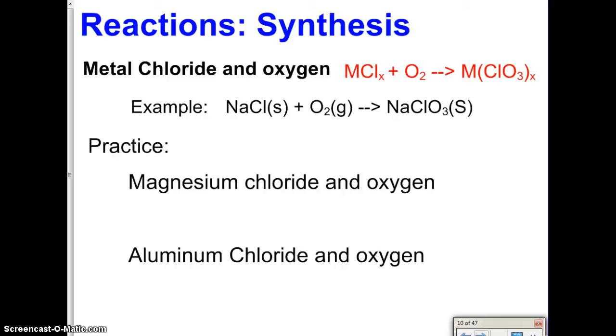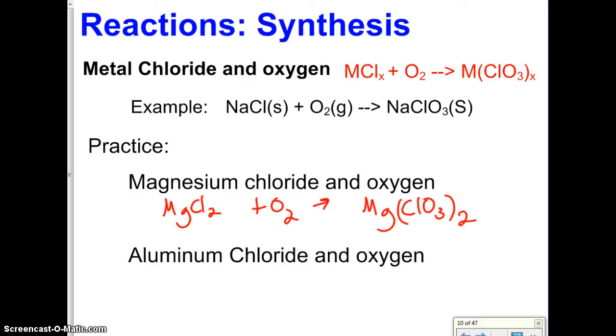Okay, again, something we just have to memorize is our metal chloride and oxygen. In this case, again, it looks like a single replacement reaction, but it's not. In this case, it is a synthesis where we're forming a metal chlorate. So, magnesium chloride plus oxygen is going to form magnesium chlorate. Well, magnesium is Mg +2, and then chlorate is ClO3 -1. Because it's -1 and magnesium's +2, it's Mg(ClO3)2.